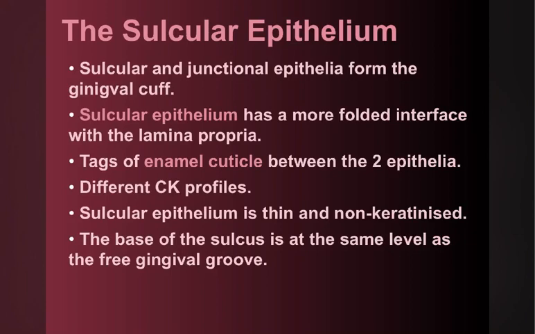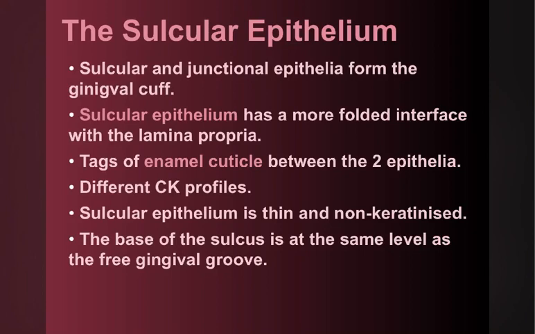Sulcular epithelium has a more folded interface with the lamina propria, meaning it has raised ridges, with tags of enamel cuticle between the two epithelia. There are different cytokeratin profiles between the sulcular and junctional epithelium. Sulcular epithelium is thin and non-keratinized, but it's thicker than the junctional epithelium. Junctional epithelium is also non-keratinized.